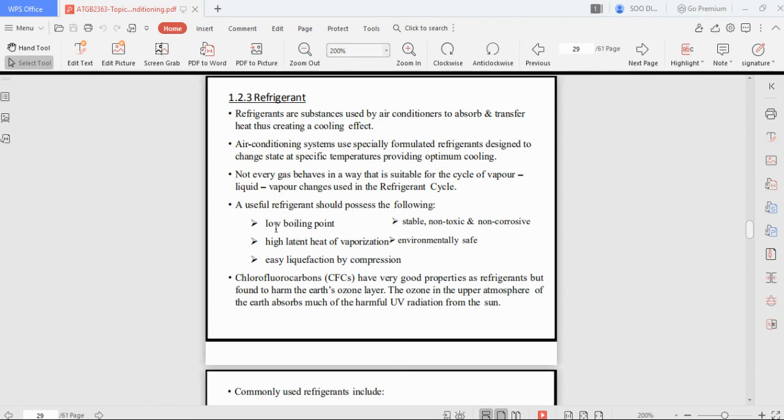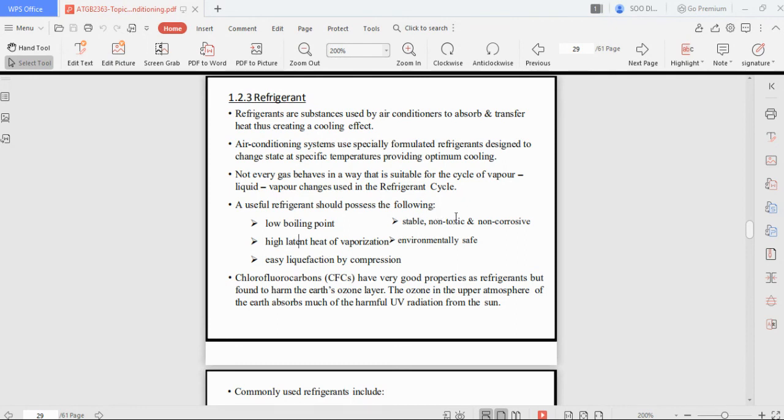You have to have a low boiling point and a high latent heat of vaporization. Latent heat means it is able to easily exchange heat, able to get hot and cold very quickly. And then easy liquefaction by compression means it is able to become liquid when you put pressure on it.